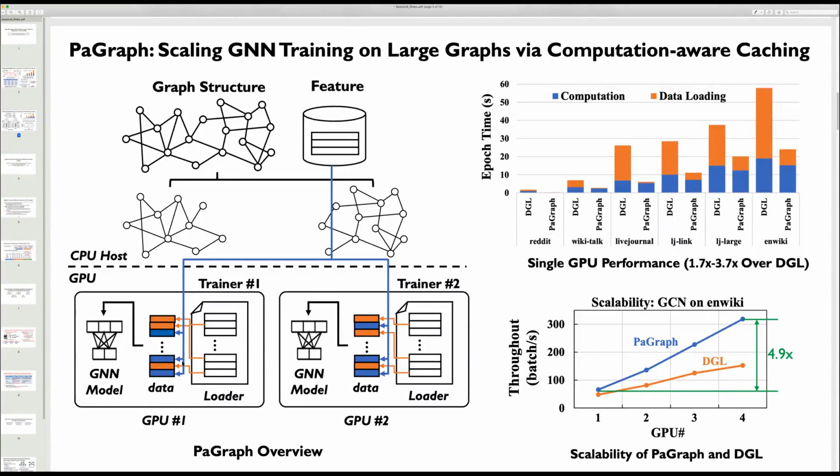The right bottom figure shows the scalability achieved by ParGraph and DGL. Benefiting from the linear increase of computation capacity as well as total cache memory, ParGraph can achieve even superlinear speedup in certain cases. For example, here we can achieve nearly 5 times speedup on the 4 GPU training scenario on the ENWiki dataset. Yeah, that's all. Thank you.